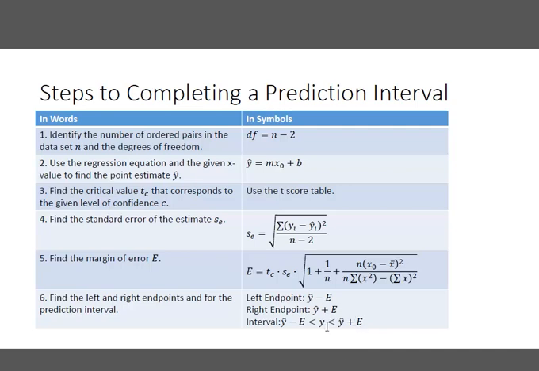And then last but not least, the last step, which would be adding and subtracting to get your final prediction interval. So this does look like a lot at first. When we break it down by steps, hopefully this will make it a little bit more manageable. So let's get started with step 1.